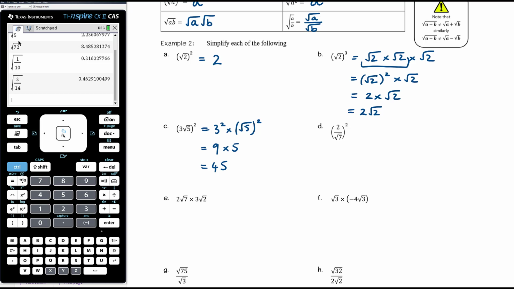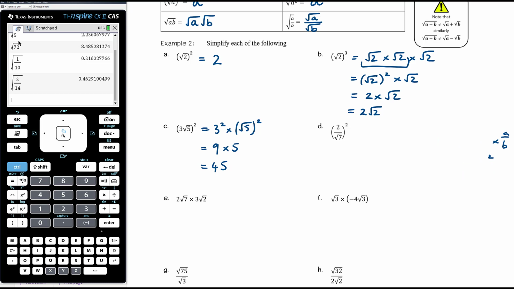Okay, D, we have a fraction, all squared. Again, we know if we have A over B all squared, we can square A and we can square B. That's because A over B all squared means A over B times A over B, which means A times A, A squared, on the top, over B times B, B squared, on the bottom.